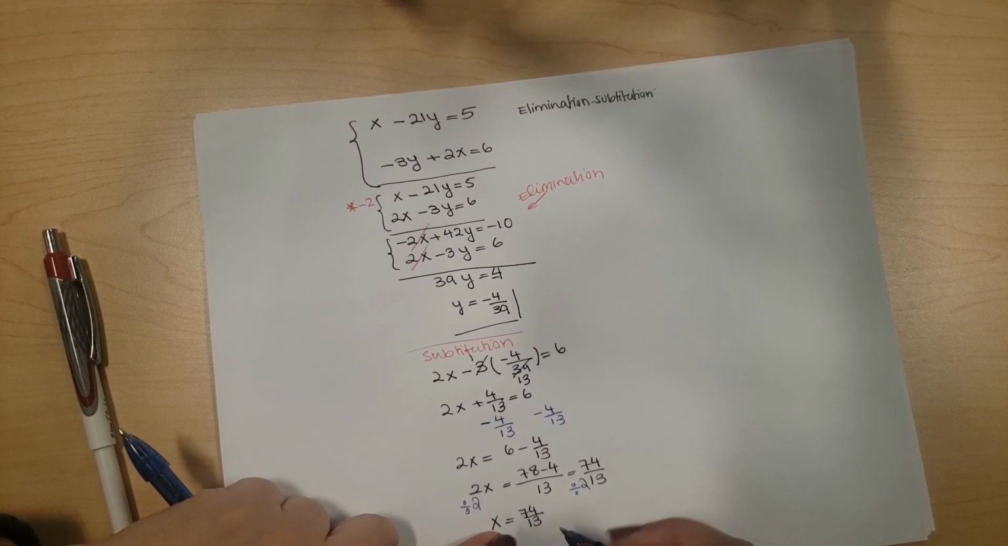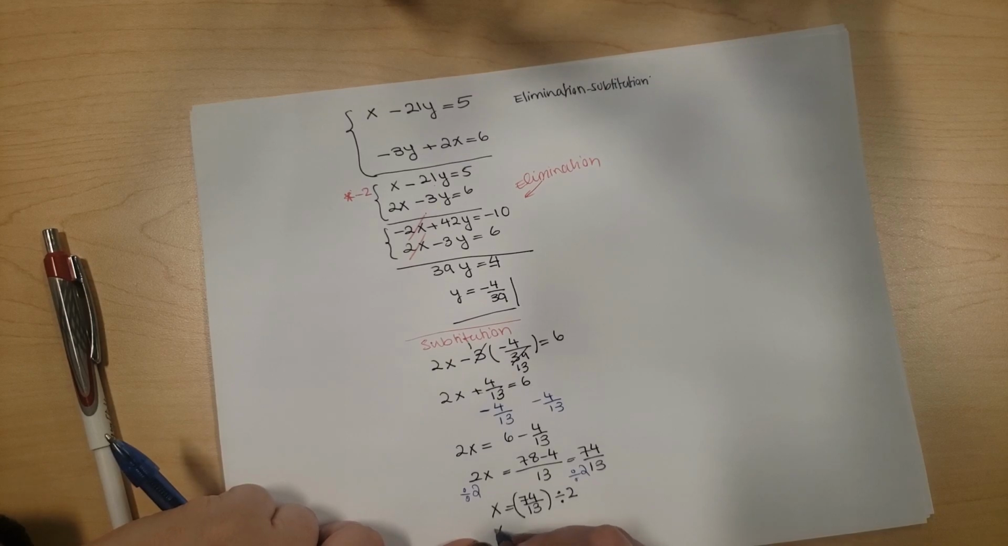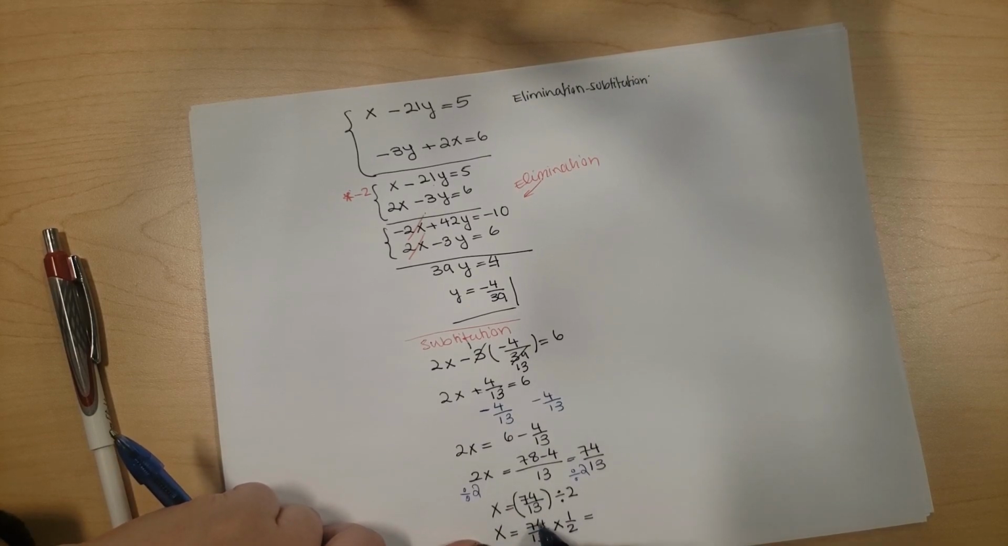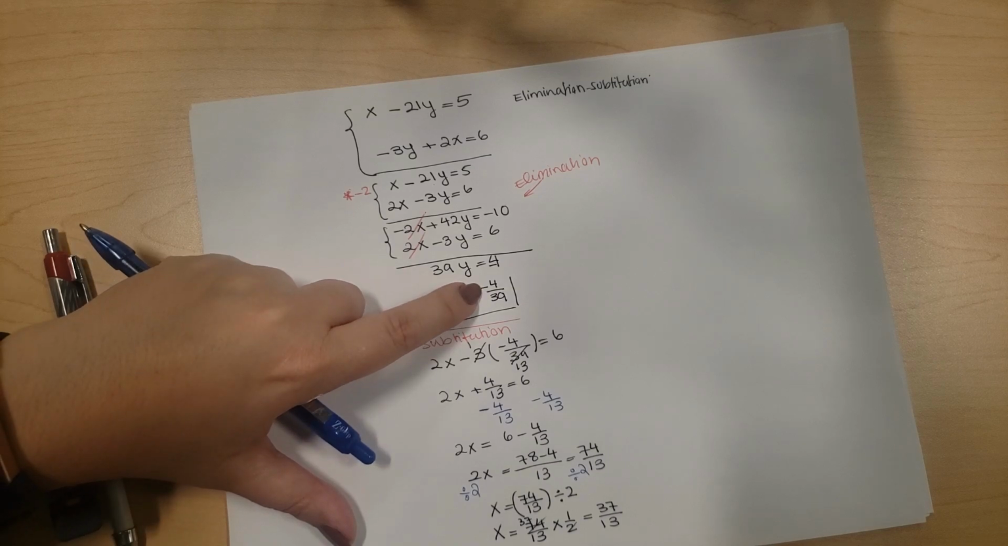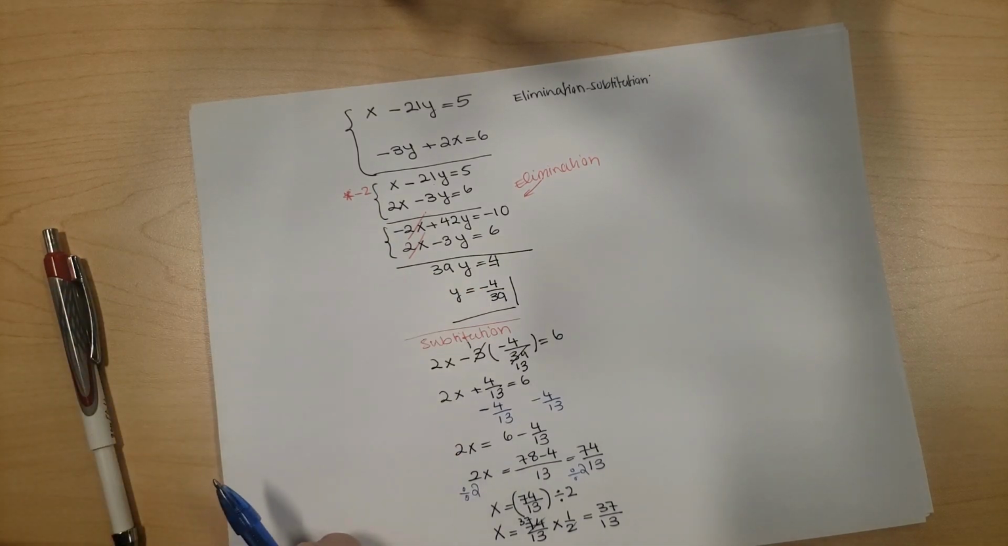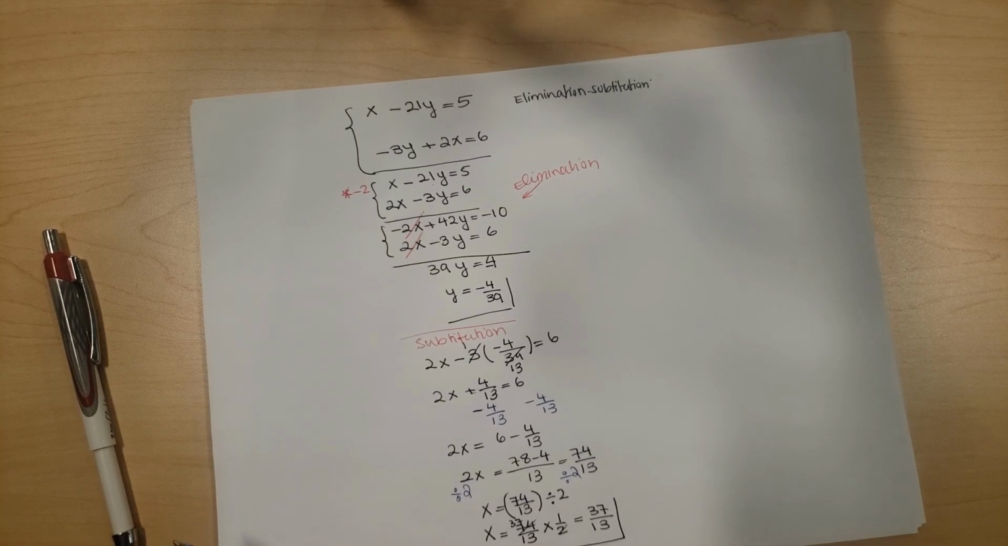So the x would be 74 over 13, divided by 2. And how to solve it? This division will turn into multiplication. This one would change into reciprocal, 1 over 2, which then I can simplify, 74 and 2, to 37. So that would be 37 over 13. So I ended up with y equals negative 4 over 39 and x equals 37 over 13.